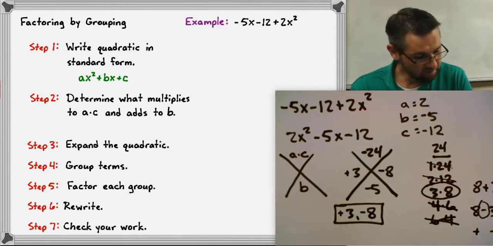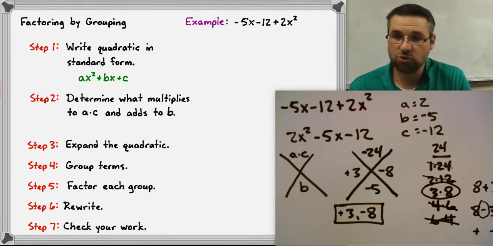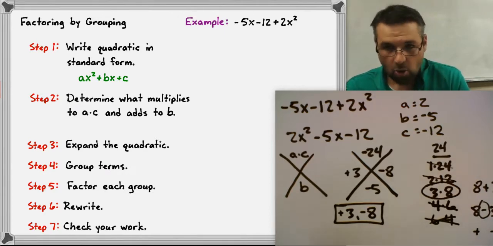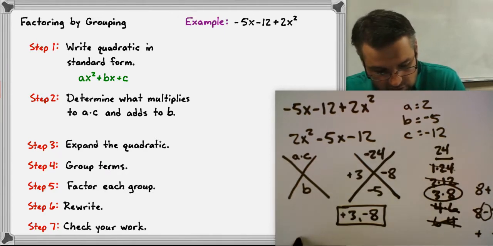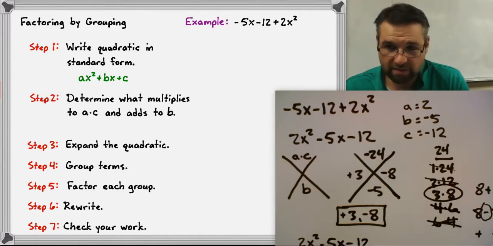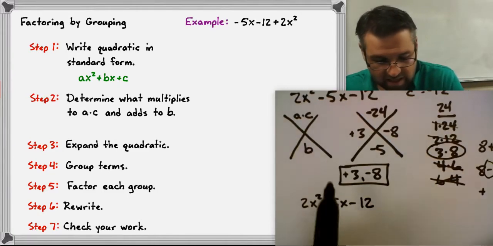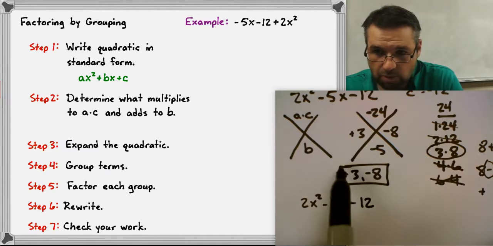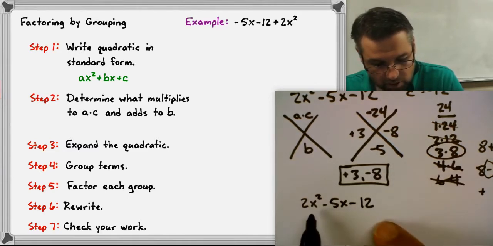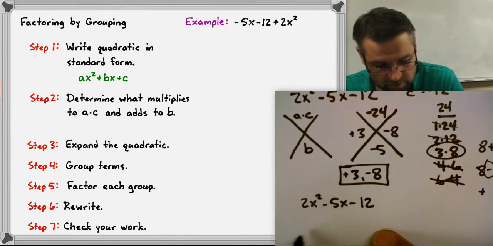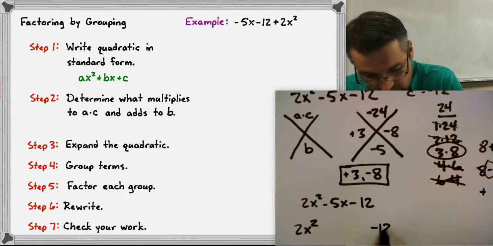Now, step 3 says to expand your quadratic. Well, because I'm going to just rewrite this here, 2x squared minus 5x minus 12, I'm going to rewrite this quadratic. But instead of using negative 5, I'm going to replace it with 3 and negative 8. And you'll see what that looks like. First thing I want you to know is that the first term, the 2x squared, is going to stay the same, 2x squared. The last term is going to stay the same. We're going to put negative 12.